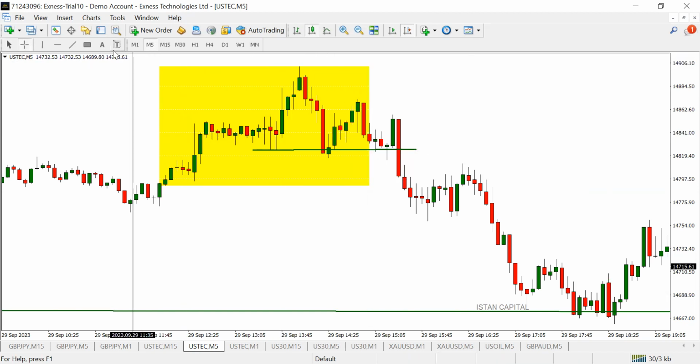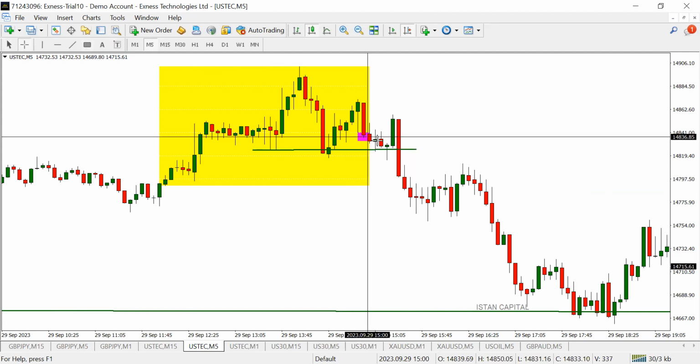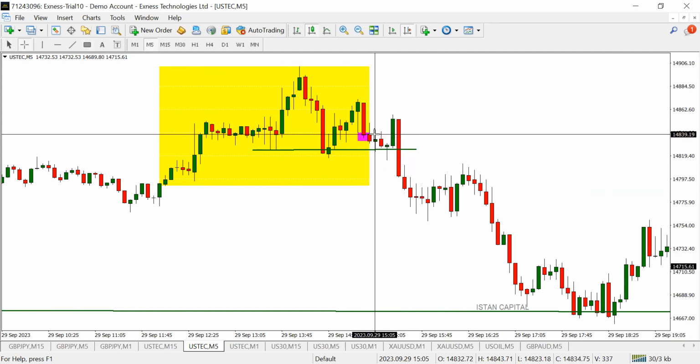This was my entry, sorry. That's my entry for, I think, 30 pips stop loss. And I took profit at this low for 70 pips. So I took more than 1:2 on a Friday after the session was done. And it was a good trade.